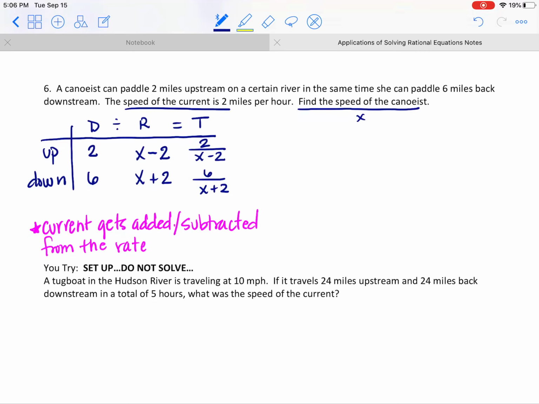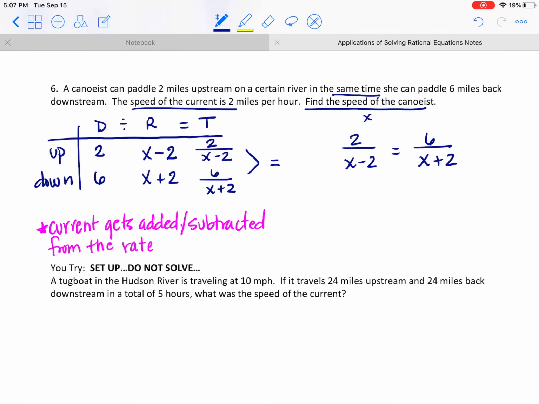Okay? Now it says, again, it's the same time for both. That means, again, that these two trips have to be equal. So I know that the 2 over x minus 2 has to equal the 6 over x plus 2. And then we can cross multiply and solve. And I'm going to leave that if you want to try it, or you can check your work. Just check back with the completed note sheet.